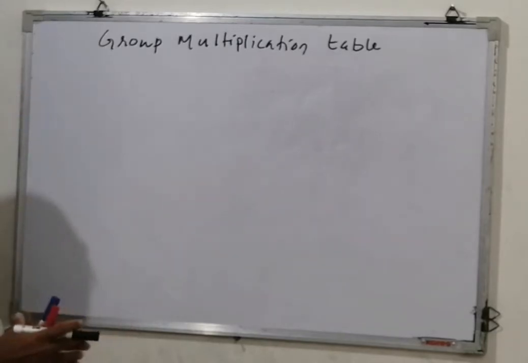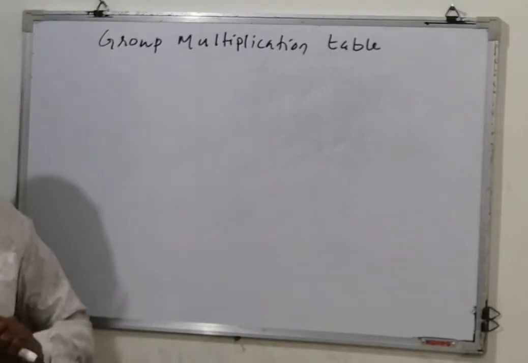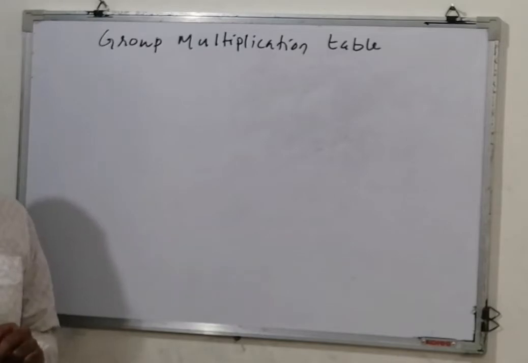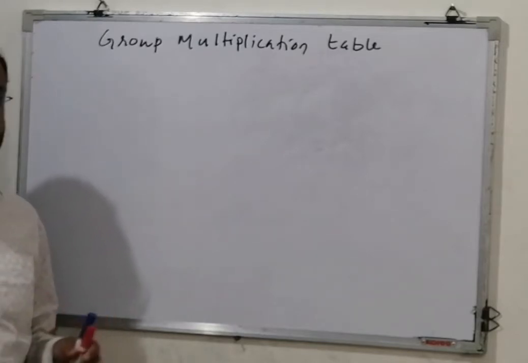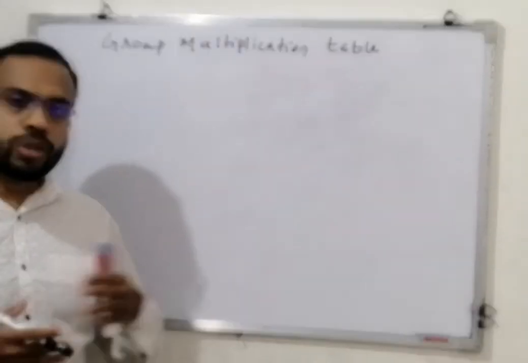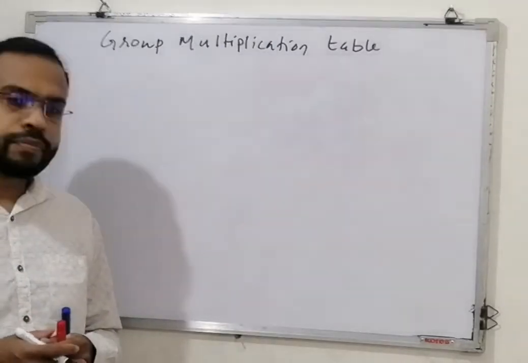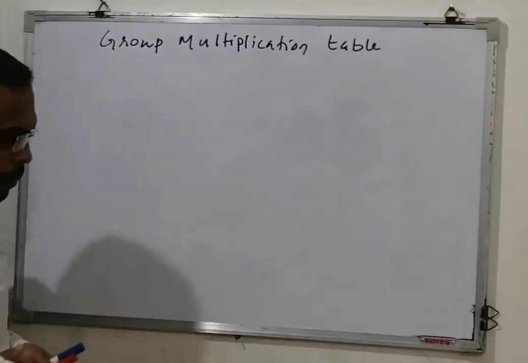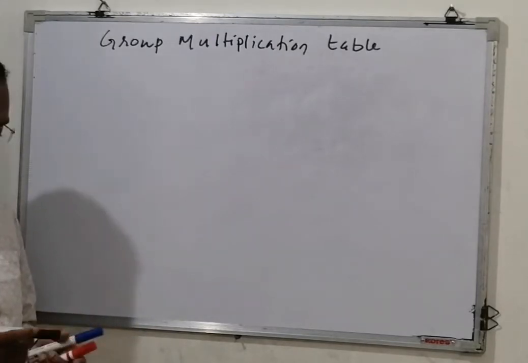This will be understood if you are very clear with the group of symmetric groups and symmetry elements. Anyway, let us try that. I just recommend you to learn symmetry elements and symmetric groups once again before going to these topics. Okay, let us make it simple. First, let us discuss what is the group multiplication table.